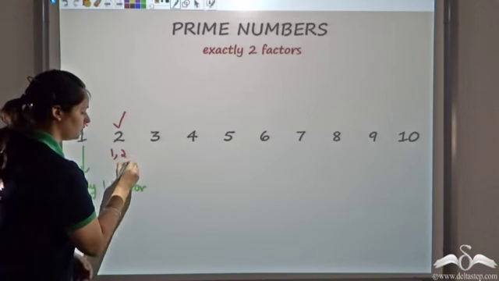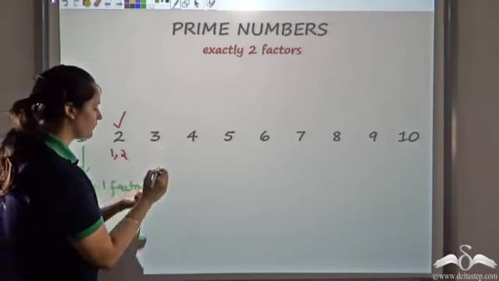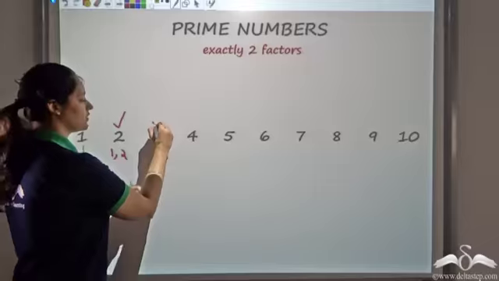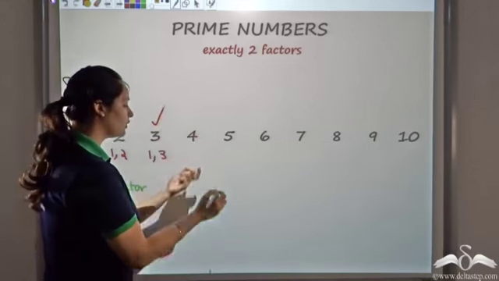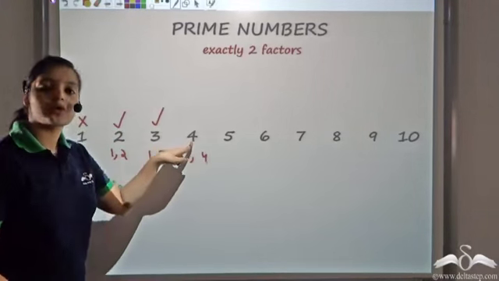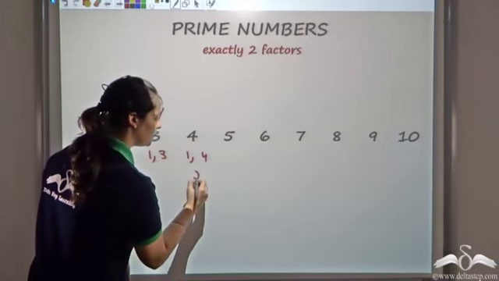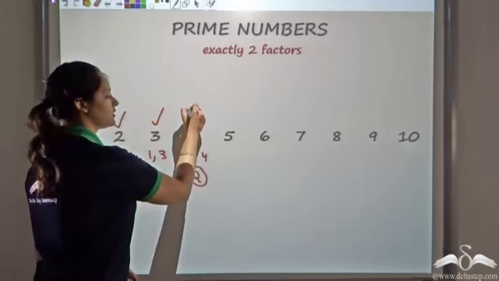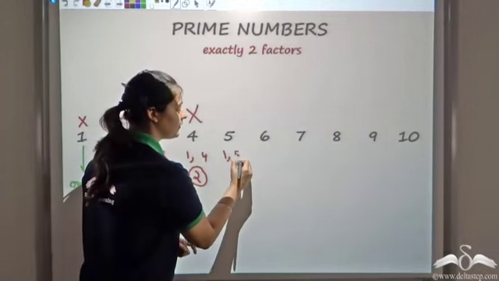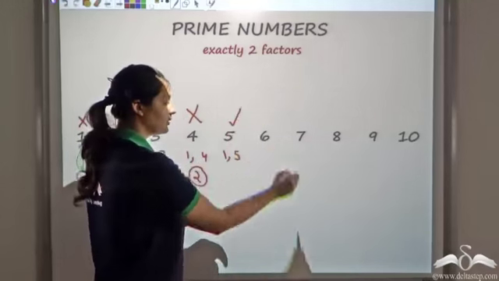So 1 and 2. What about 3? 3 has only two factors, 1 and 3. So this would be a prime number. 4, 1 and 4 for sure. And 2 also divides 4. There's another number 2 that divides 4. So this is not prime. For 5, only 1 and 5 divide 5. So 5 is a prime.